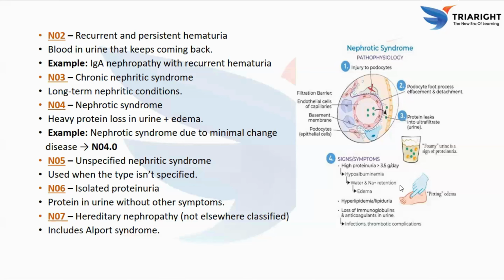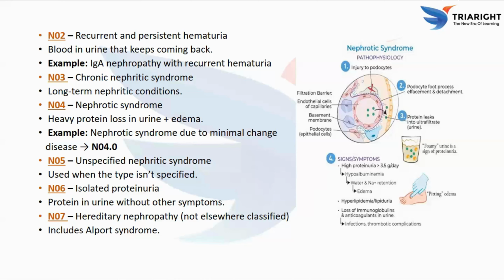Now what is the pathophysiology of this nephrotic syndrome? Damage to the podocytes, which are the cells that filter proteins, the foot processes detach, and proteins leak into the urine. What is the example of this nephrotic syndrome? Nephrotic syndrome due to minimal change disease. Which code do you have to assign? N04.0.